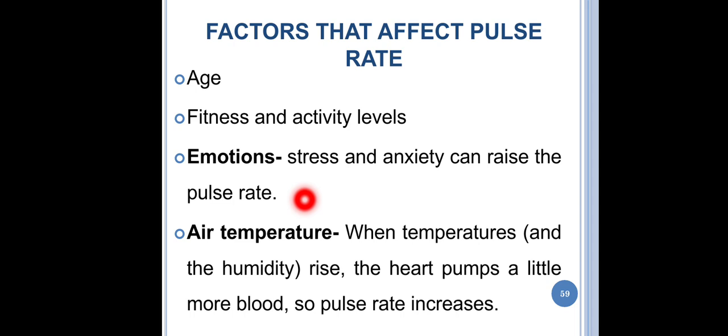Okay, and once the stress hormones are produced, they start the process of what we call gluconeogenesis. Gluconeogenesis is about the production of energy, and the energy production comes with heat. That's why there is an increase in heat, the temperature of the patient. Then the air temperature: when temperature and humidity rise, the heart pumps a little more blood, so pulse rate increases.